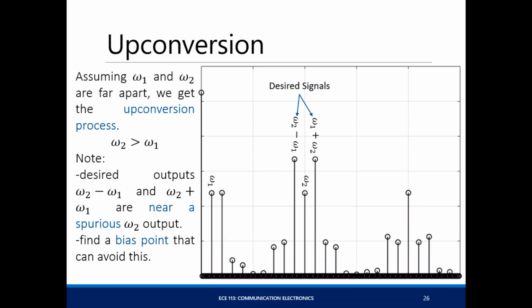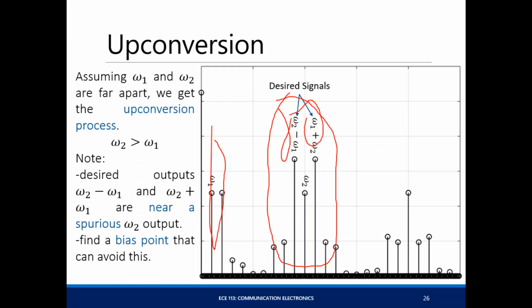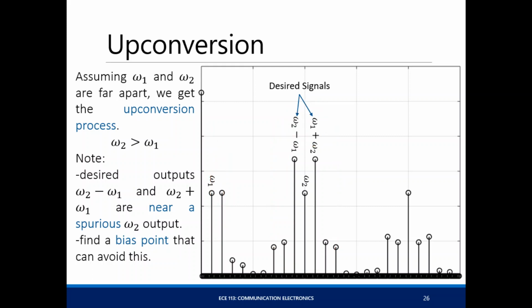If omega 1 and omega 2 are very far apart, we get an up conversion process. Right? So from a low frequency, we get an up converted signal right here. And the desired outputs are this and this. Okay? However, near or between them is a spurious output, omega 2. This omega 2 can actually be removed by finding a correct bias point to avoid that.